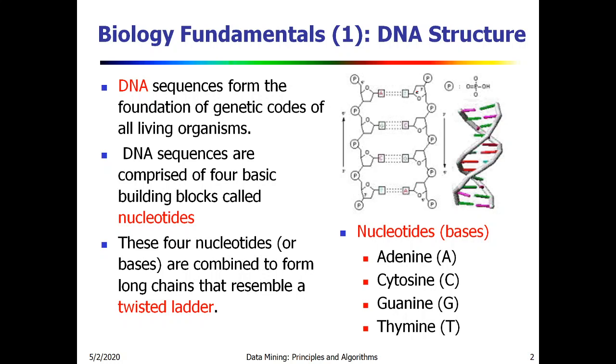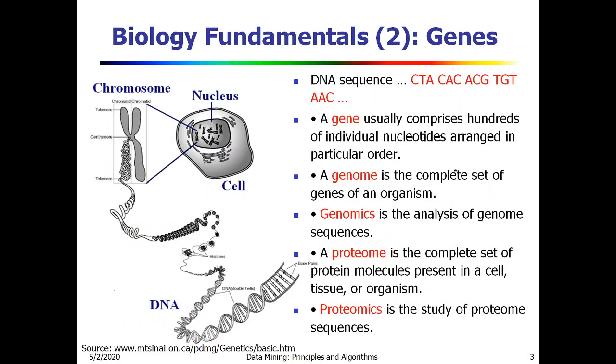In mining patterns for biological data, we use the DNA structure. DNA sequences form the fundamental genetic code of all living organisms. DNA sequences are comprised of four basic building blocks called nucleotides: adenine, cytosine, guanine and thymine. These four nucleotides combine to form long chains resembling a twisted ladder like this. Similar to this ladder, you can see these four nucleotides become the basis.